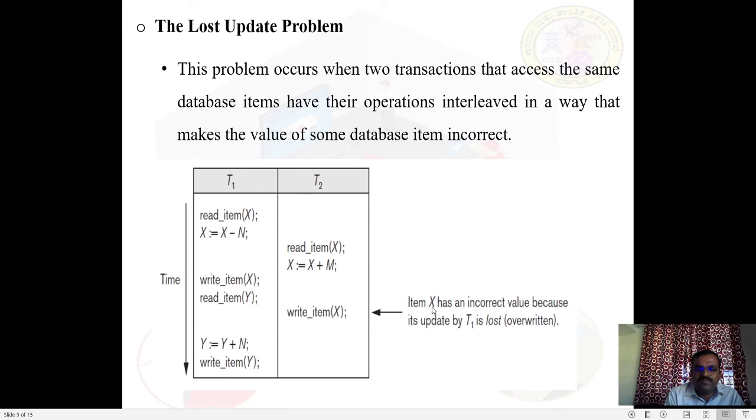See here, item X has an incorrect value because its update by T1 is lost. This value, x is equal to x minus n, 80 minus 5, 75, is not updated onto the database. Before updating, transaction T2 accesses the value x. What is the value of x here? 80. 80 plus 4, 84. The value 84 is written on the database. So here the value 75 is lost. It's called the lost update problem.